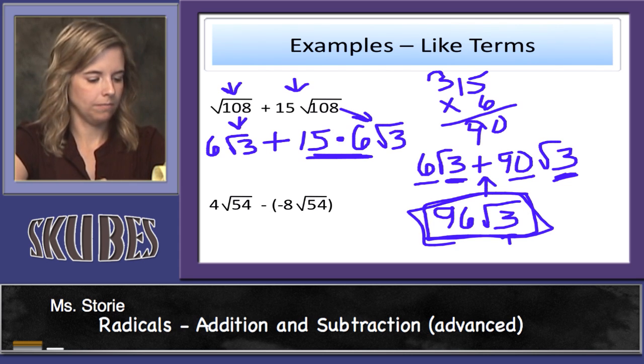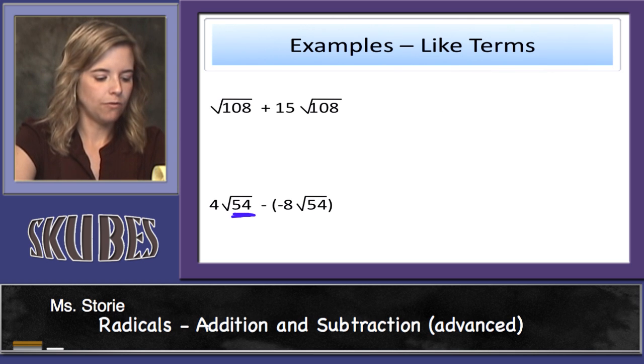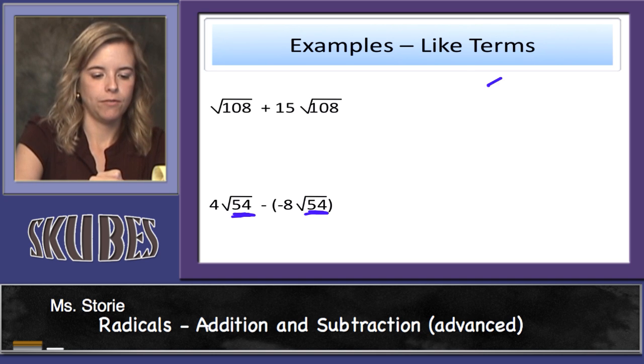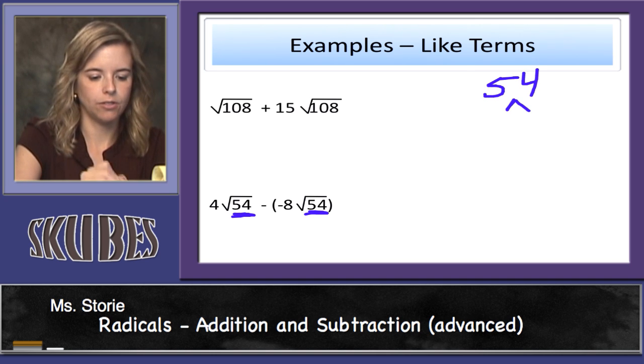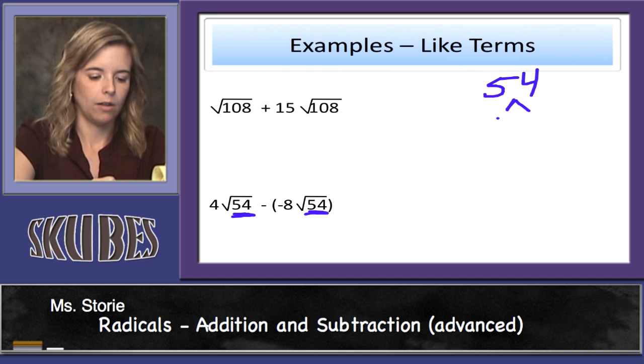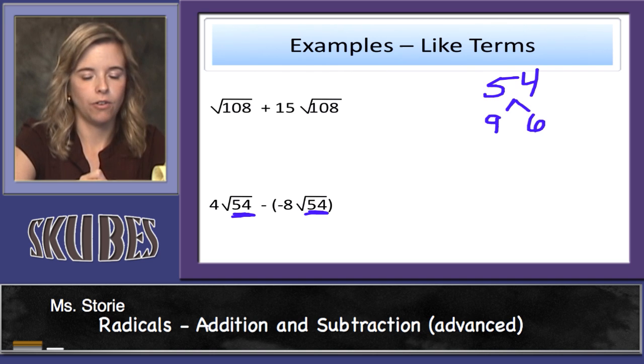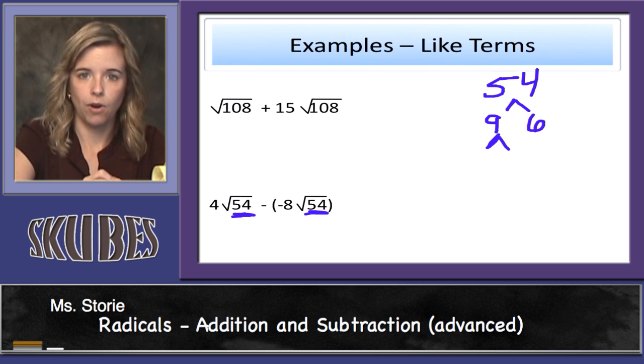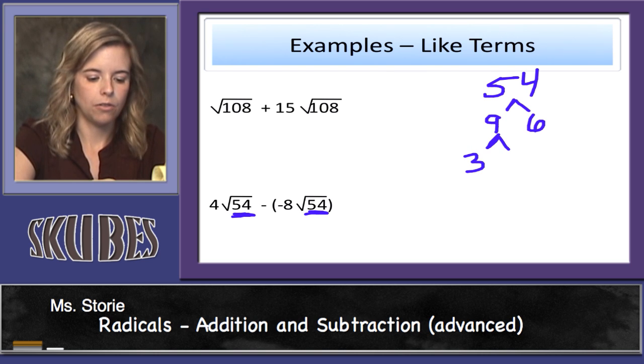All right, let's take a look at the next one. Is 54 the exact same radicand as 54? Is 54 a prime number? Nope. We have to break down 54 first. So let's do our factor tree. And we can do 9 times 6. You could have also done it by 2's. However you want to, you're going to get the exact same prime numbers at the end. So it's going to be 3 and 3. Those are primes.